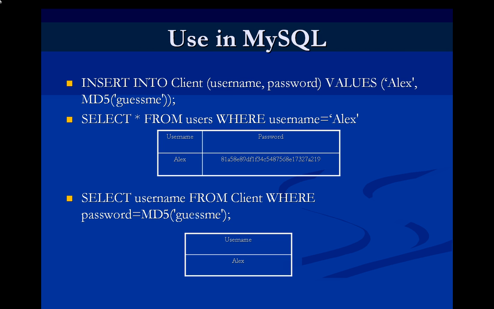MD5 is easy to use in MySQL, as you can encrypt any data simply with one insert command. In this case, the password guessme becomes encrypted in MySQL, and the output from the first select statement is the fingerprint created by the MD5 hash function. Since it is a one-way encryption technique, you cannot undo the encryption to manipulate the password, but you can use the encrypted plaintext to display other attributes by using a simple select statement as shown here.